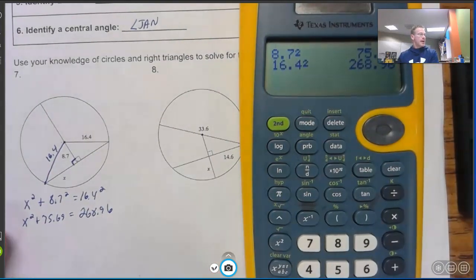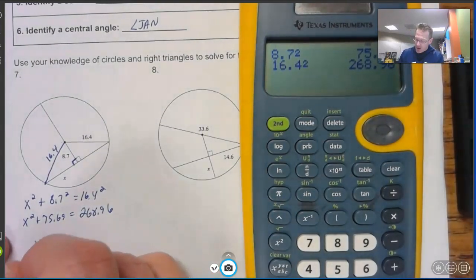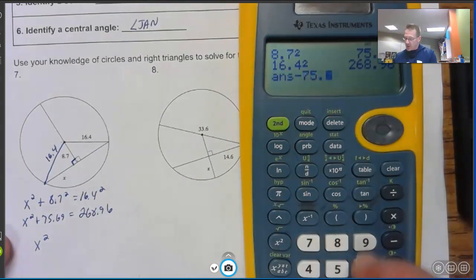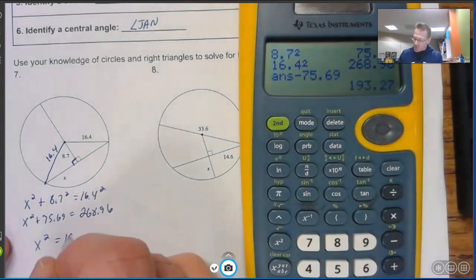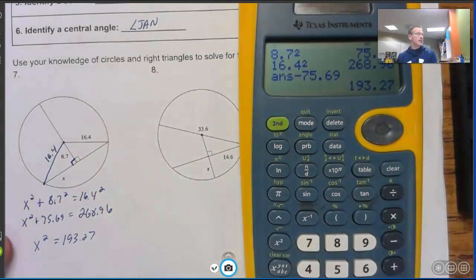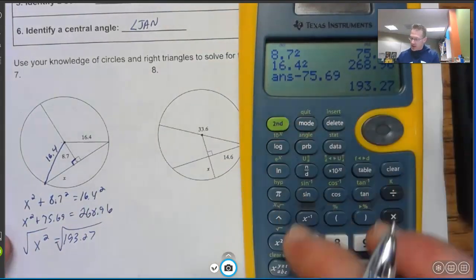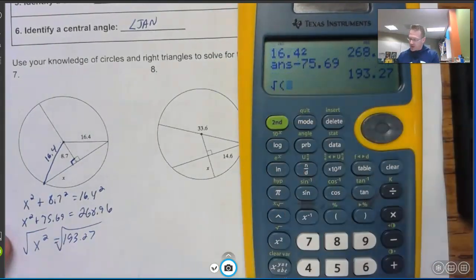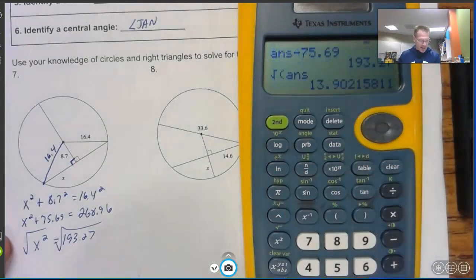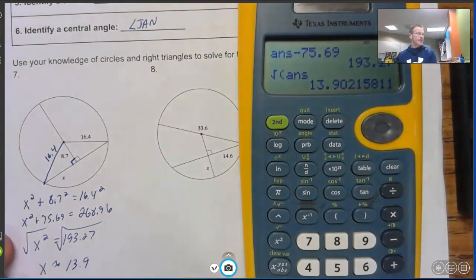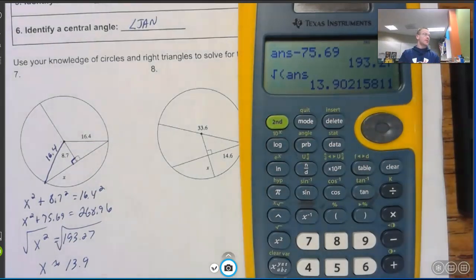That means x squared has to be, if I subtract 75.69 from both sides, 193.27. And then I just have to take the square root of both sides. So I take the square root of my answer there, and I get that x is about 13.9. So that's how we're going to use the Pythagorean theorem when we're solving.